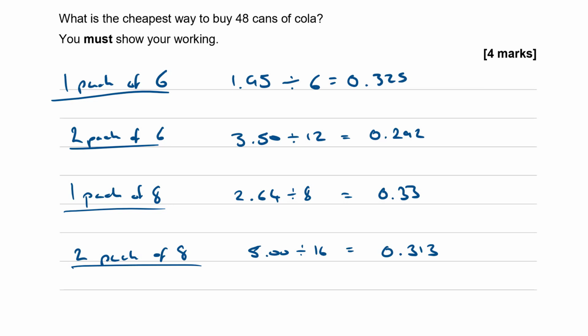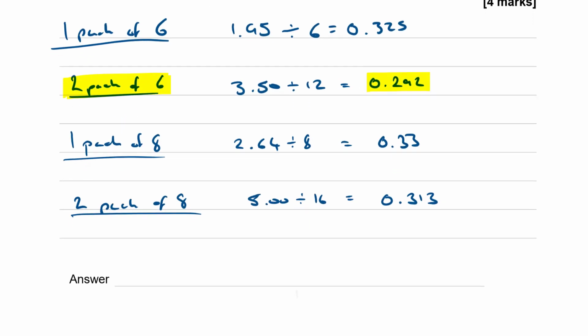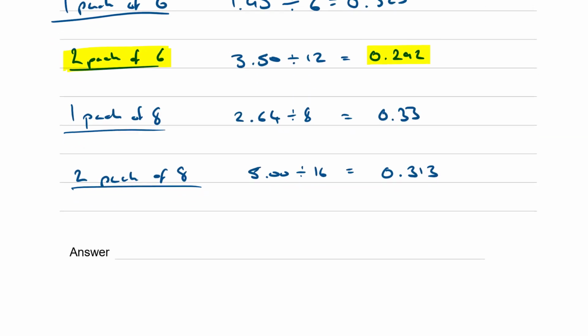It's clear now that this one, 2 packs of 6, is the cheapest unit cost. Okay, so if it's cheapest to buy that per can, then it's going to be the cheapest price altogether. So what is the cheapest way of buying 48 cans? We need to buy 2 packs of 6. How many times? That's going to be 12 cans, and 12 goes into 48 4 times. So the cheapest way of doing this is going to be to buy 4 lots of the 2 times 6 pack.